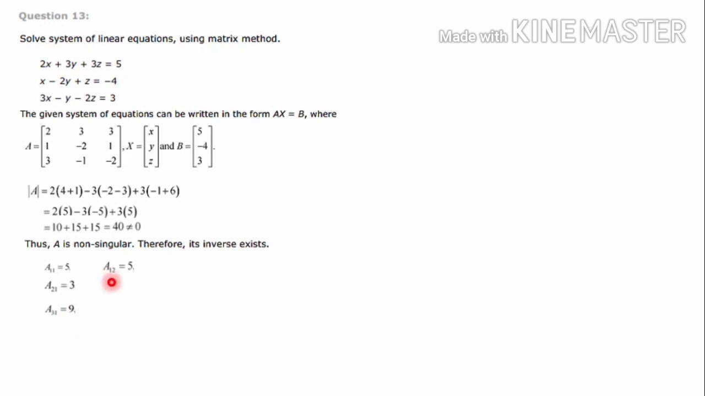Next is A12, that is the cofactor of the element 1, 2. First row, second element. First row, second element is 3. That particular row and column are gone. 1 into minus 2, that is minus 2, minus 3 into 1 is 3. So minus 2 minus 3 is minus 5. Here 1 and 2, when adding, 3 will come.